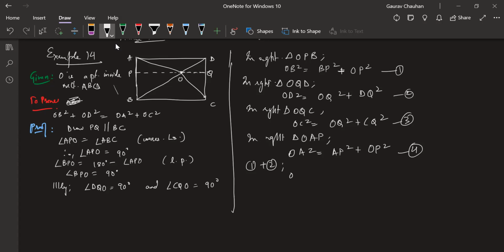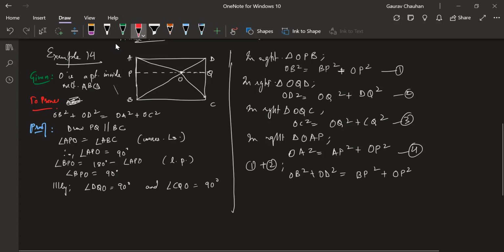That gives us OB square plus OD square, which means I will have the left hand side of my to-prove statement. Then let's see what turns up on the right side. On the right side I have BP square plus OP square, from this particular thing, plus OQ square plus DQ square. I hope this is good.